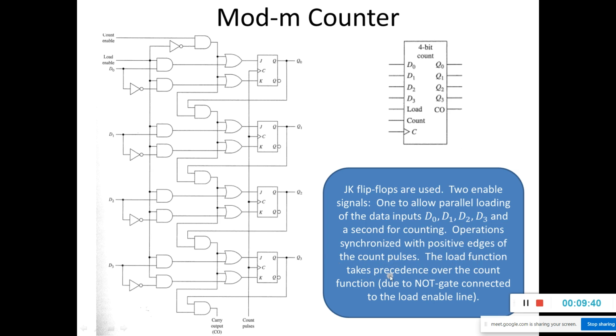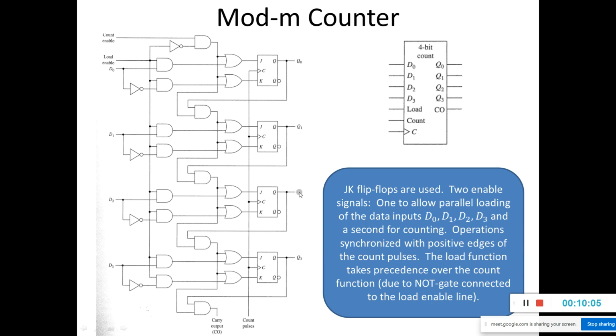The load function takes precedence over the count function due to the NOT gate connected to the load enable line. See here, we have a NOT gate connected. Load enable has higher precedence, and higher precedence means higher priority. If load enable is 1 and count enable is 1, then load enable will be given a higher priority than the count enable.